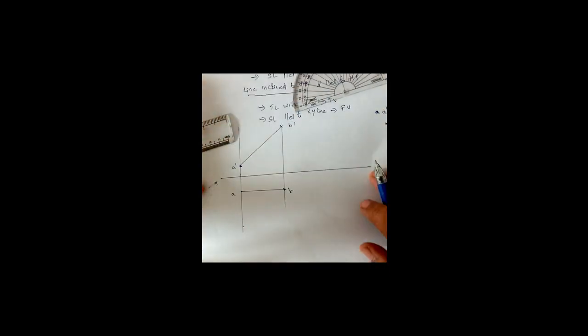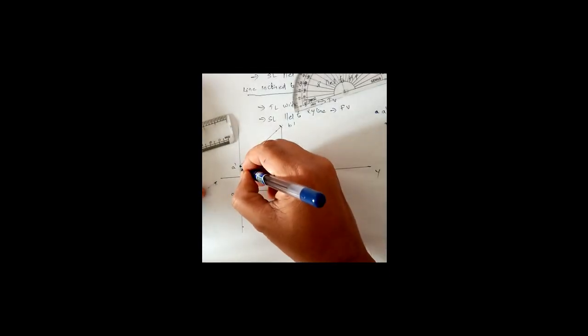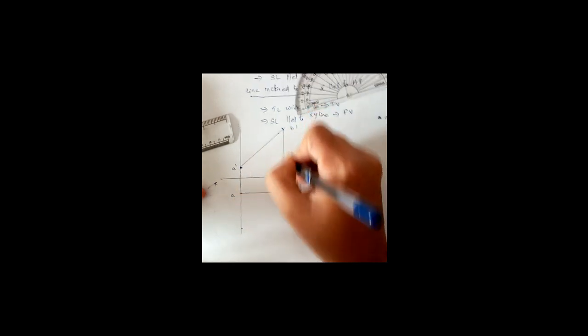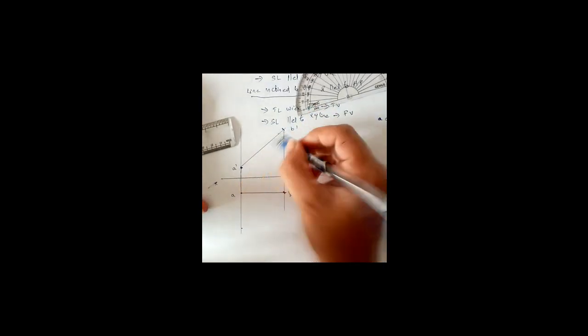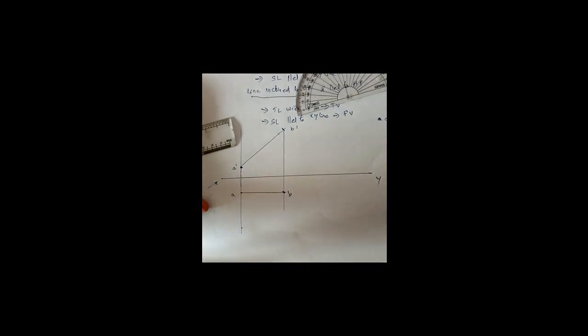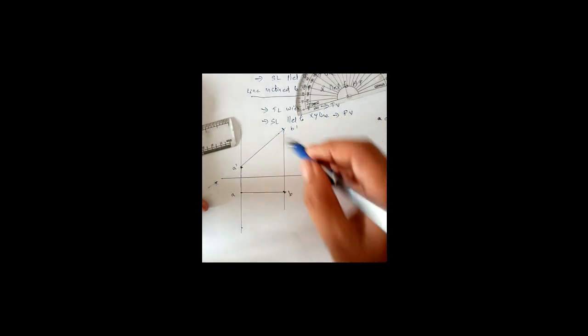Rub off all these and see these lines should be light lines and these lines should be dark lines. So only two lines are dark lines, that is A, B and A dash, B dash.